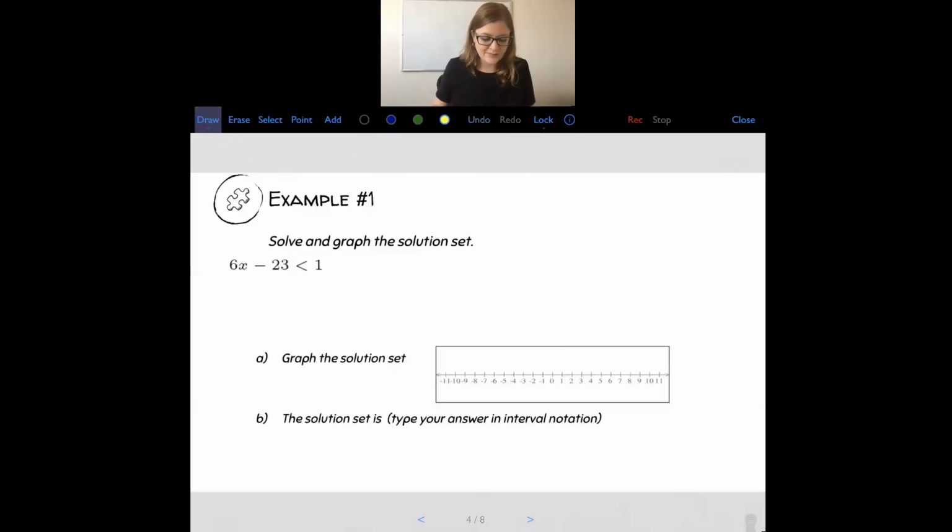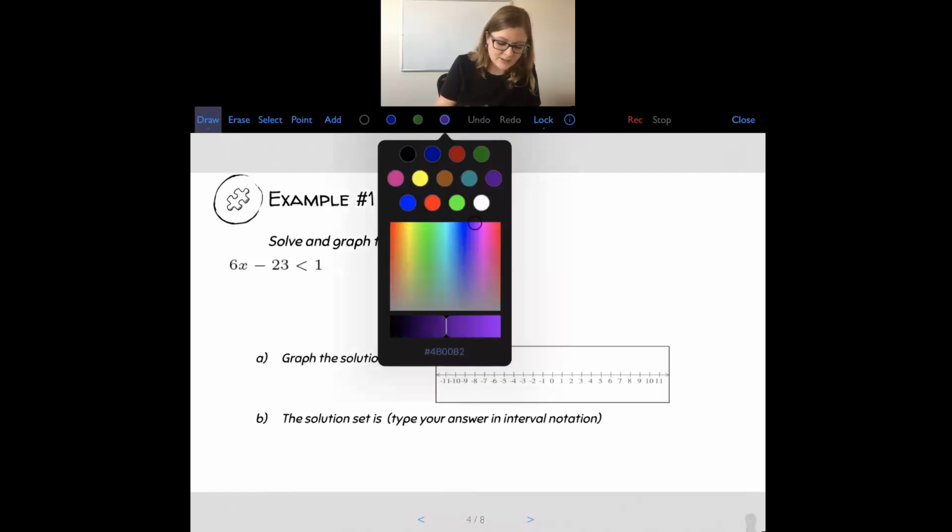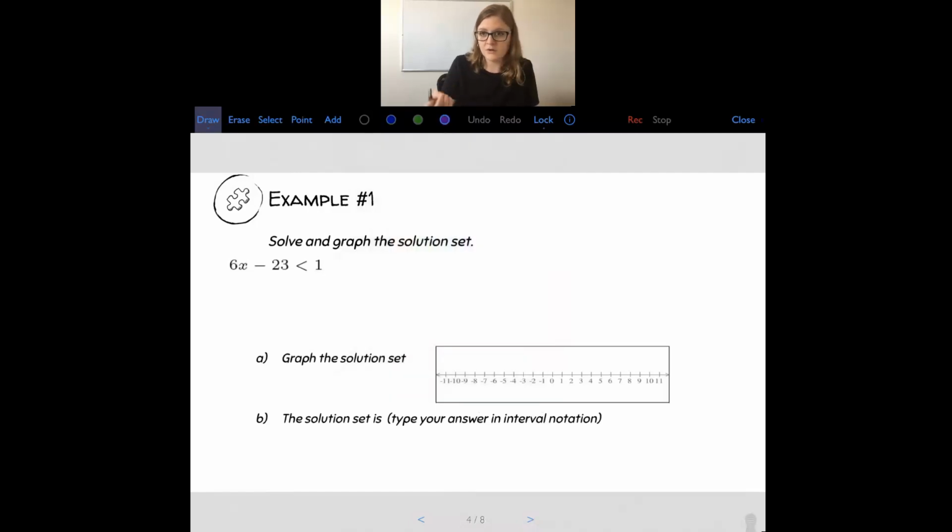Okay, so the first example, solve and graph the solution set, and then we'll also write the solution set in interval notation. So again, we're going to start off solving this just like we would a linear equation, where our goal is to isolate or find x, and in this case, we're going to find the set of solutions rather than just one single number. So we'll start by adding 23 to both sides. So we have 6x less than 24. Okay, and then to get x by itself, we'll divide by 6.